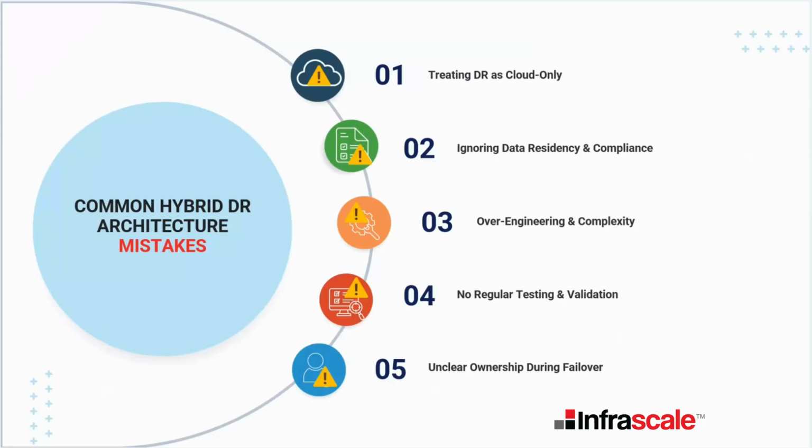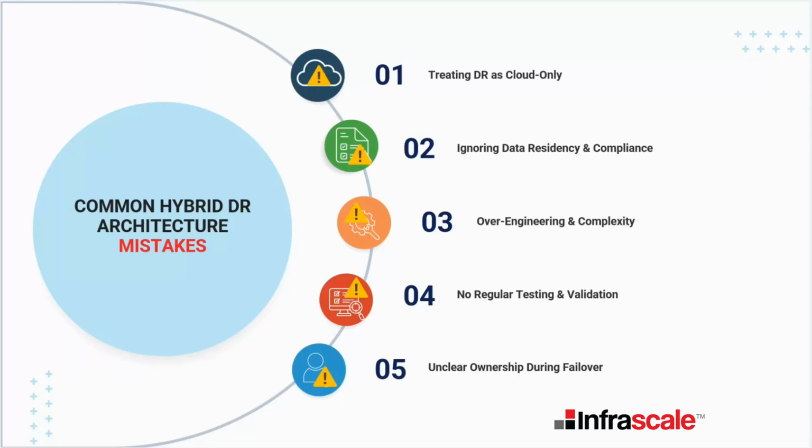Common hybrid DR architecture mistakes. Most hybrid DR failures aren't caused by technology, they are caused by architecture designs made too early or never revisited. Treating cloud-only as DR is not the right approach. Many MSPs assume that sending data to the cloud is disaster recovery, but recovery performance still depends on local protection. The fix is a true hybrid model, on-prem for fast recovery, cloud for resilience.